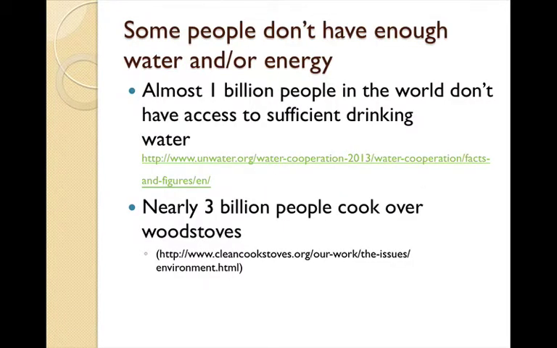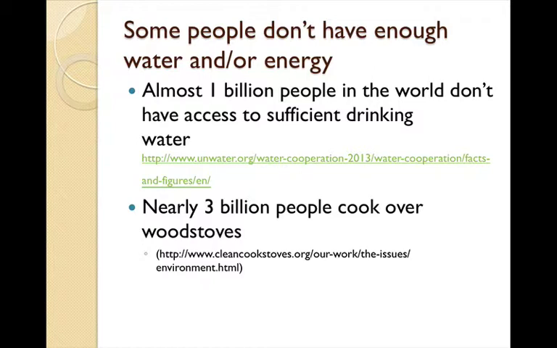Okay, so just to remind you, some people don't have enough water or energy. I have these numbers referenced here, but in the lecture section I use a different set of numbers, so I don't have to check that. But for right now, just take it that there are a lot of people: 1 billion people don't have access to sufficient drinking water, or it's polluted, and nearly 3 billion people cook over wood stoves, so these are huge numbers.